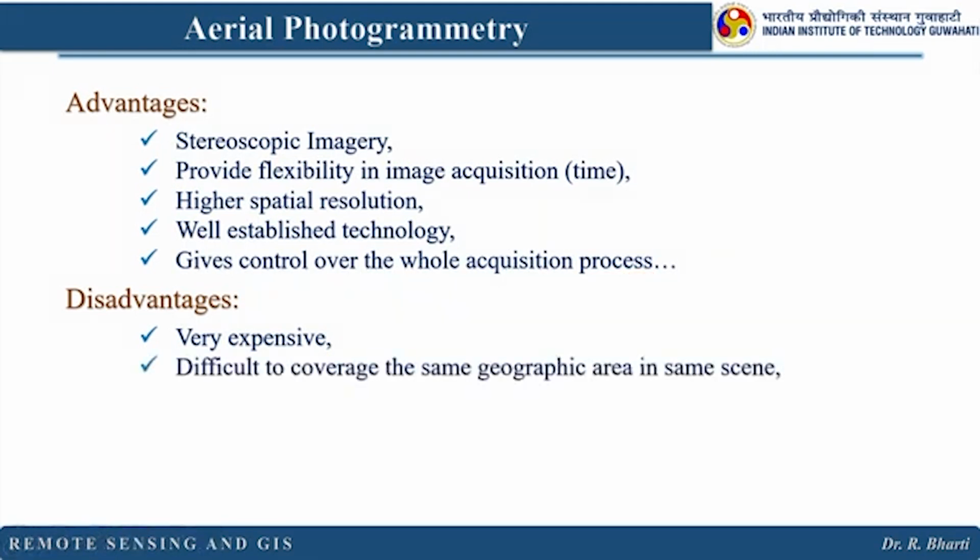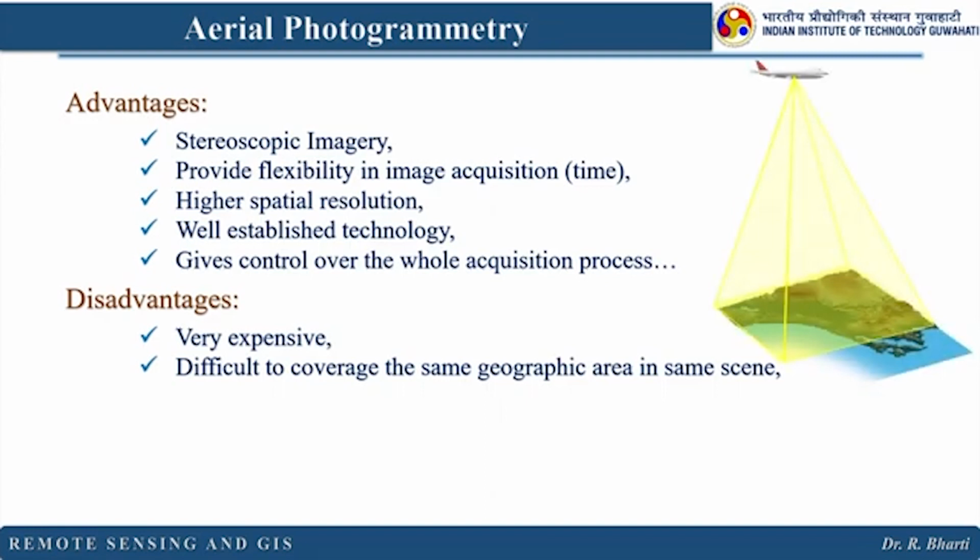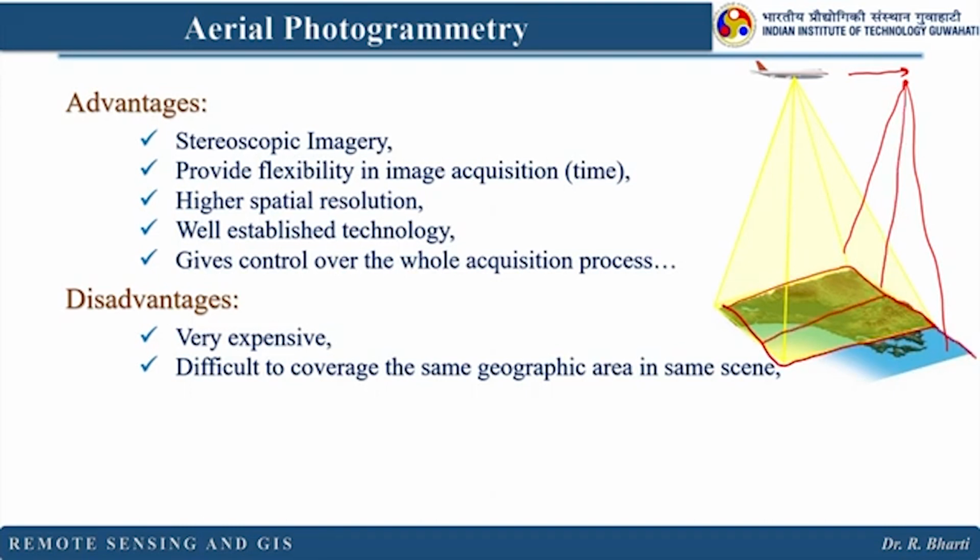In the next point, it is very difficult to cover the same geographic area in same scene. Why? Because suppose if this is your study area, this was the first acquisition. In the next acquisition, basically what you did, you changed the position and from here you have captured. So, you have to maintain the position so that in the first it has acquired this, second I want to acquire this only, right, not like from here. So, you require very high precision here. So, it will be very difficult, it is not a very easy task. So, that is why it is difficult to cover the same geographic area in the same scene.